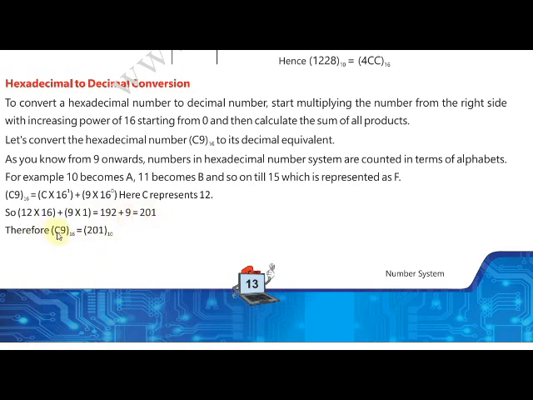That means C9 represents the decimal value 201. C9 is equal to 201; it is the value in decimal, while C9 is the value in hexadecimal. This is the conversion of hexadecimal to decimal. I hope you all understand.